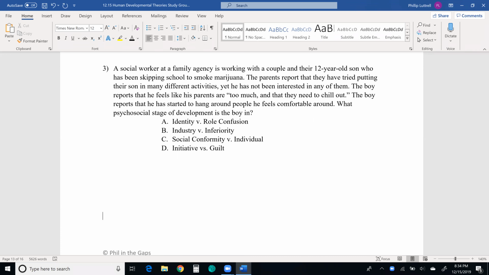A, identity versus role confusion. B, industry versus inferiority. C, social conformity versus individual. D, initiative versus guilt. When you have your answer, type the word slow in the chat.